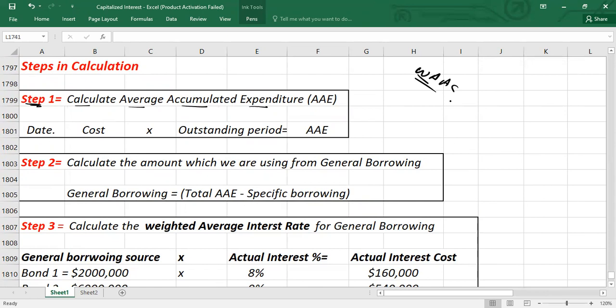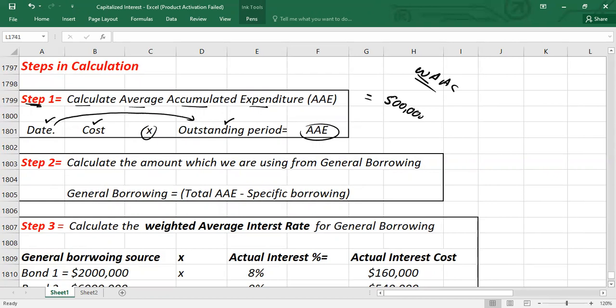How you will calculate that, I will show you with the help of an example, but you need average accumulated expenditure. For example, let's assume it is $500,000. This is the average accumulated expenditure. For that, this will be the format. We will write the date when you incurred the expenditure, the amount, multiplied by the outstanding period, like from the date when you incurred it till the end of the year, how many months were outstanding. This is how you will get average accumulated expenditure, and I will show you, don't you worry, with the help of a proper example.